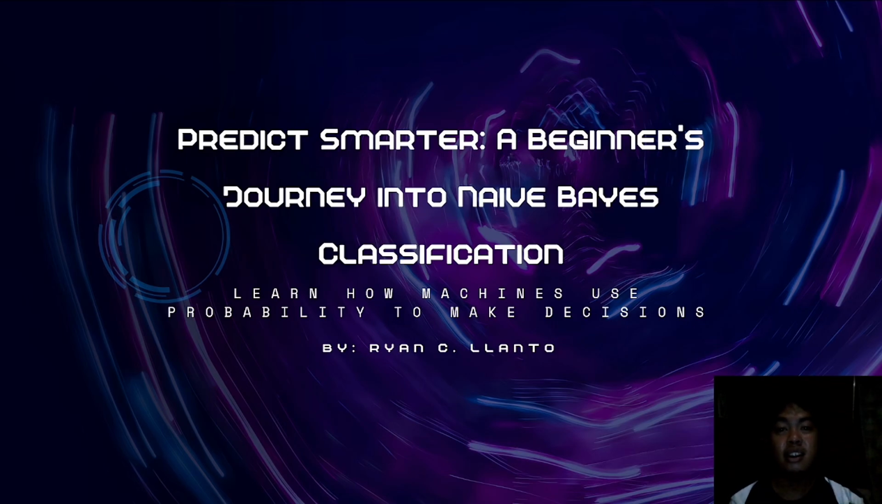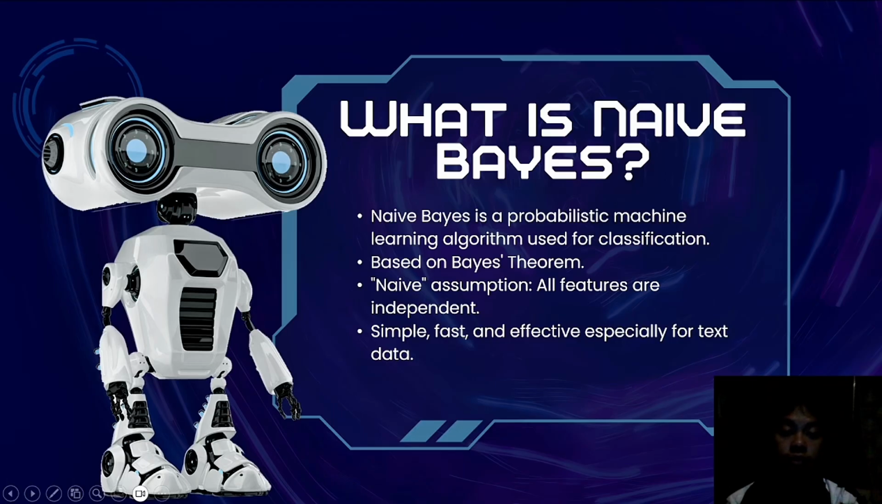Today I'll explain one of the most practical and beginner-friendly algorithms in machine learning, which is naive Bayes classifiers. This algorithm is especially powerful for classification tasks like detecting spam emails or understanding the sentiment of a tweet. So let's proceed. What is naive Bayes?